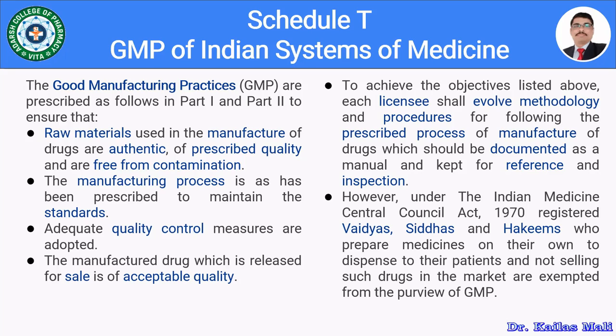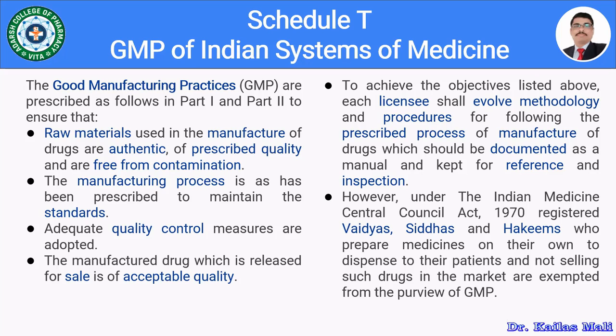Then the manufacturing process has been prescribed to maintain the standard. Schedule T prescribes certain manufacturing processes which maintain certain standards. Then the third is that adequate quality control measures are adopted. While manufacturing the ASU drug, one should adopt adequate quality control processes so as to ensure the quality of the manufactured product. The manufactured drug which is released for sale is of acceptable quality. So if we follow all these standards, whatever product is sold into the market from ASU should have acceptable quality. So these are the four objectives for part 1 and part 2 of Schedule T.